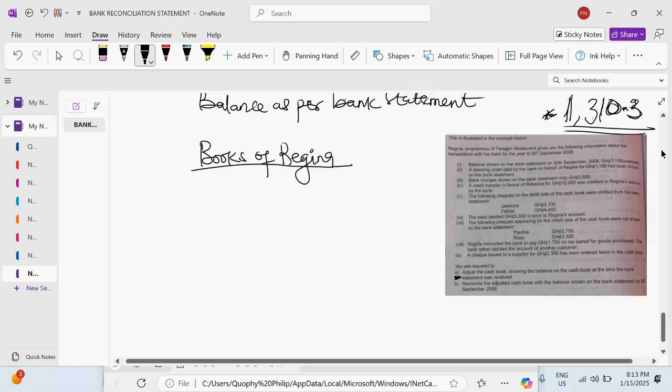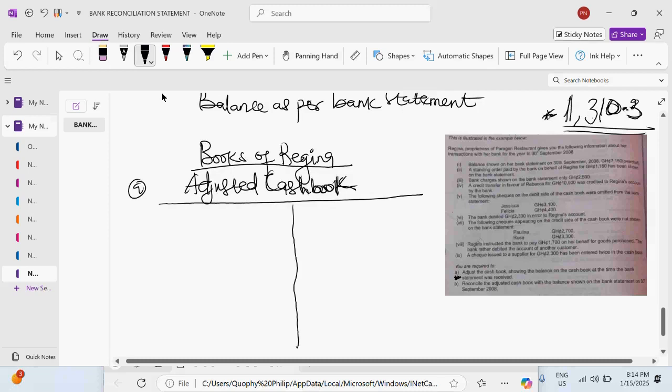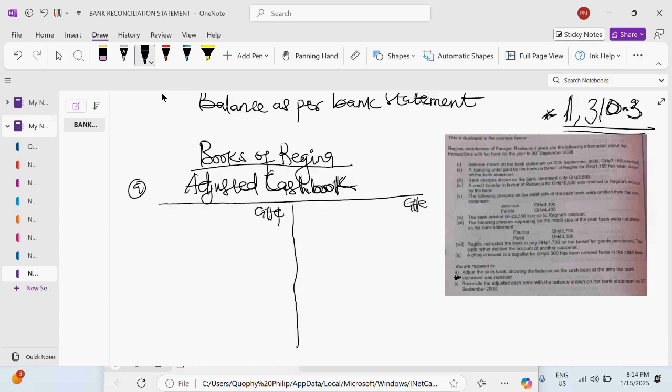And it's the same thing. Adjust the cash book. So A is to find the adjusted cash book. Adjusted what? Cash book. Okay. Let me draw it nicely. Adjusted cash book. All right. So here it's in Ghanaian cedis. All right. So let me read my thing.